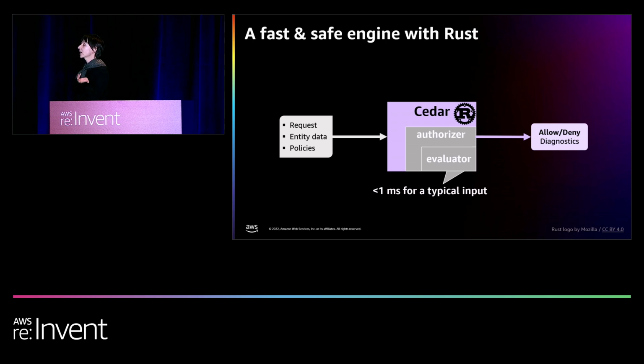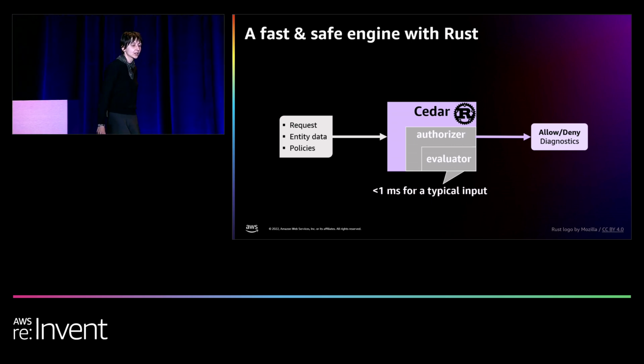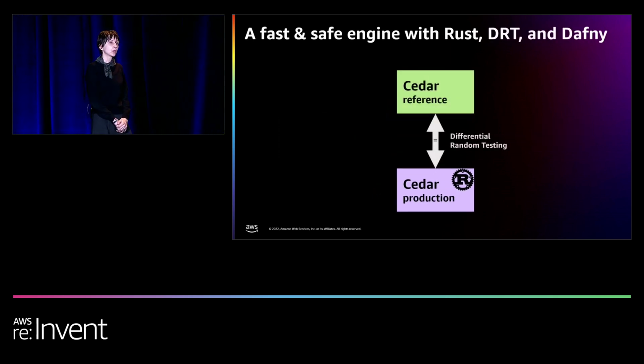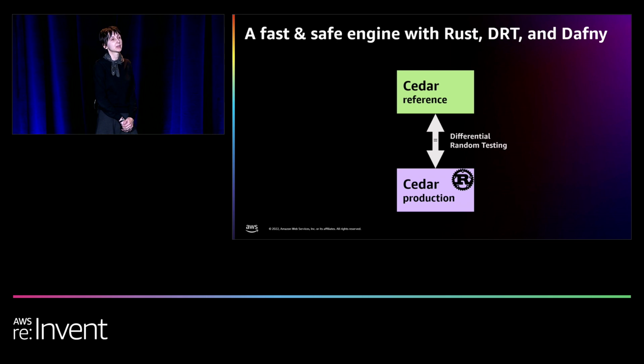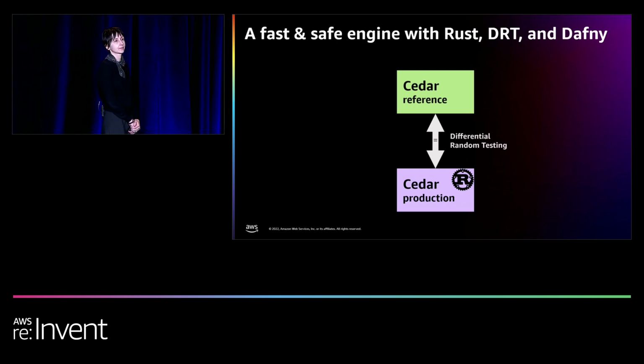But how do we get correctness? How do we know that this engine that we implemented is actually correctly implementing the semantics? Well, a programming language alone can't give you that, so we have to do something extra. The extra thing that we did is develop a formal executable specification of the Cedar semantics.